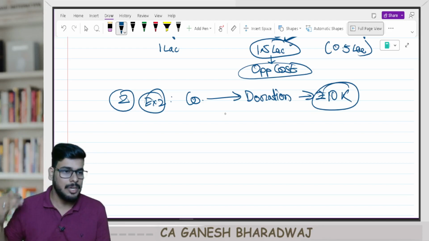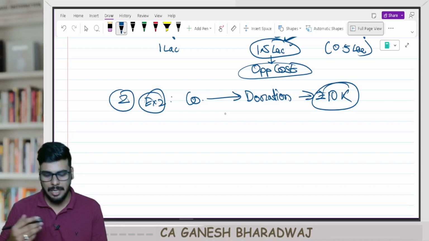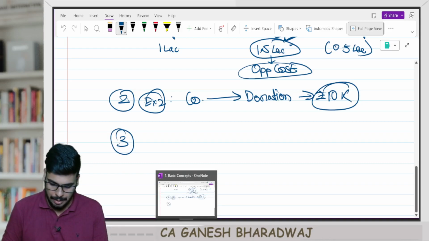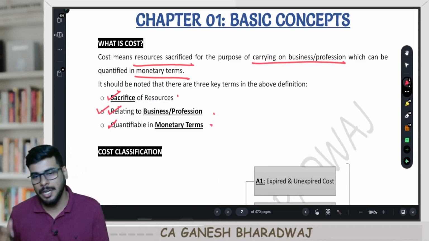Yes. Now, can I go to the third example? Yes. What is the third point they are saying? Come on, look at it, tell me. So what they are saying, it should be quantifiable in monetary terms.